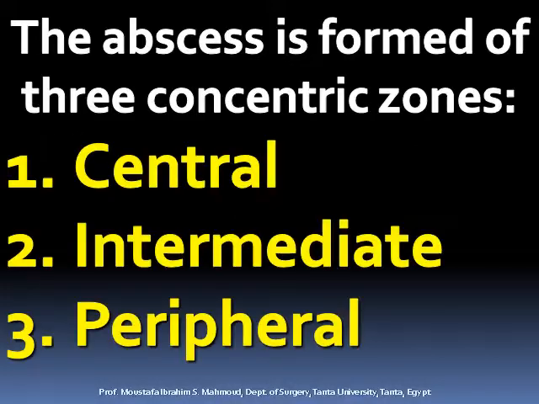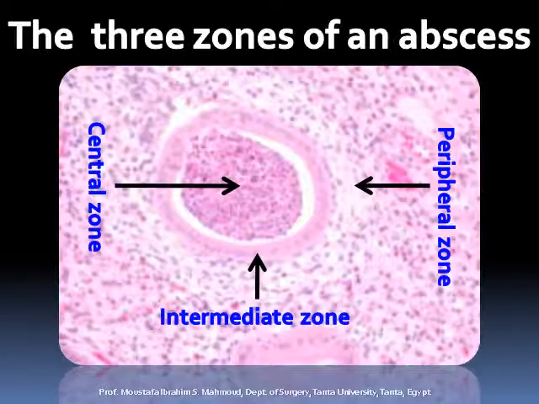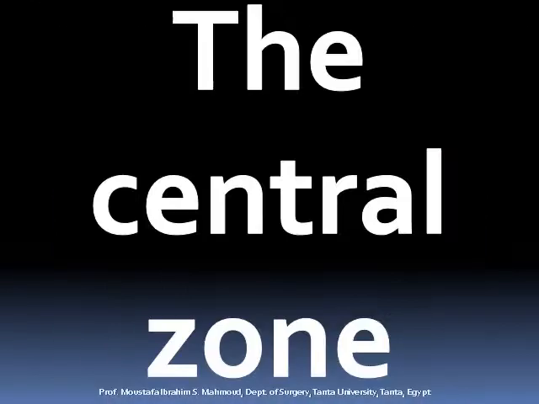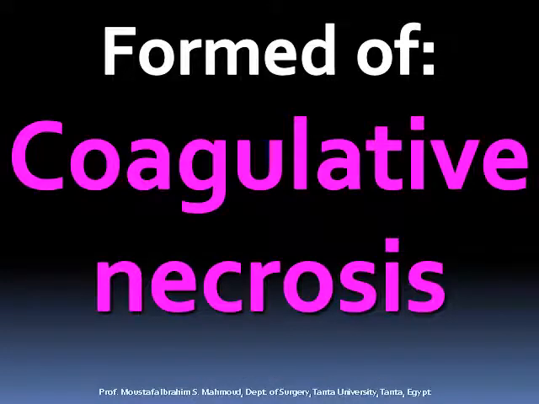Pathology. The abscess is formed of three concentric zones: a central zone, an intermediate zone, and a peripheral zone. The three zones of an abscess in histopathology. The central zone is formed of coagulative necrosis.